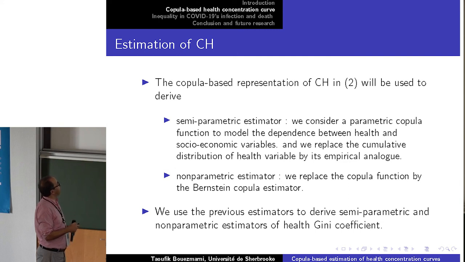So now, the estimation of the curve. We are going to use this copula-based representation for the estimation, and we are going to consider two approaches. The first is what we call the semi-parametric approach. We need, of course, as an input, the cumulative distribution of Y, and also the copula between Y and H, in addition to other quantities like the mean of H.